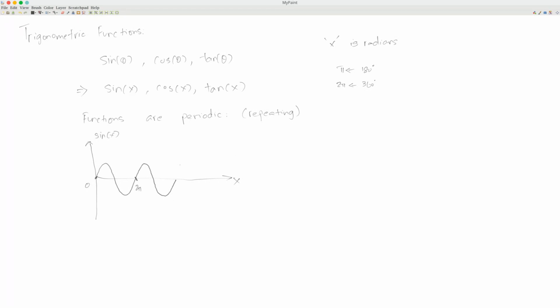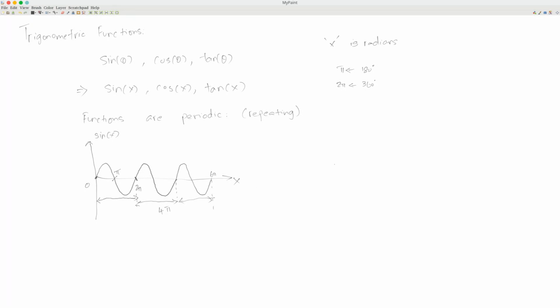The period of a sine function right here is 2 pi. So every 2 pi distance, the function is going to repeat itself. In other words, the shape would be exactly the same. So right there, that is pi, and whatever I see between 0 and 2 pi would be exactly the same between 2 pi and 4 pi. And likewise, whatever I see between 2 pi and 4 pi would be exactly the same between 4 pi and 6 pi. And that is what we mean by periodic.